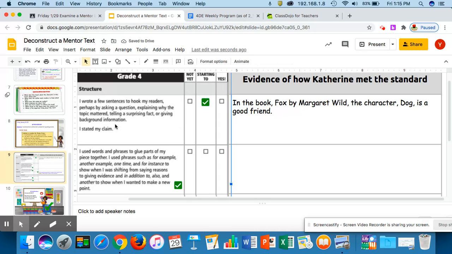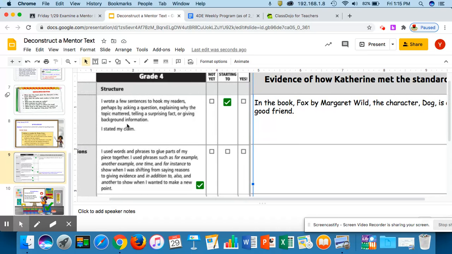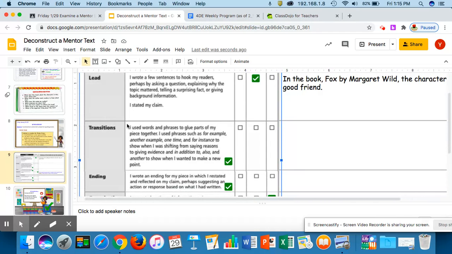The most important part is making sure we know what your claim is. And she gave us some background by letting us know what book she found it in. But we could use a little bit more to draw us into the essay. So she's starting to. Then transitions.